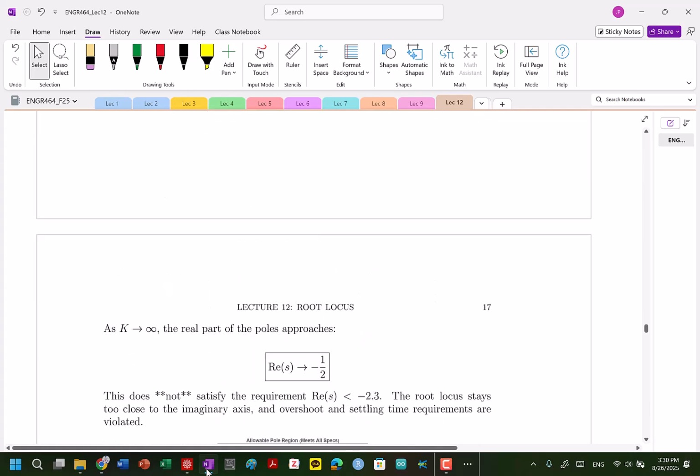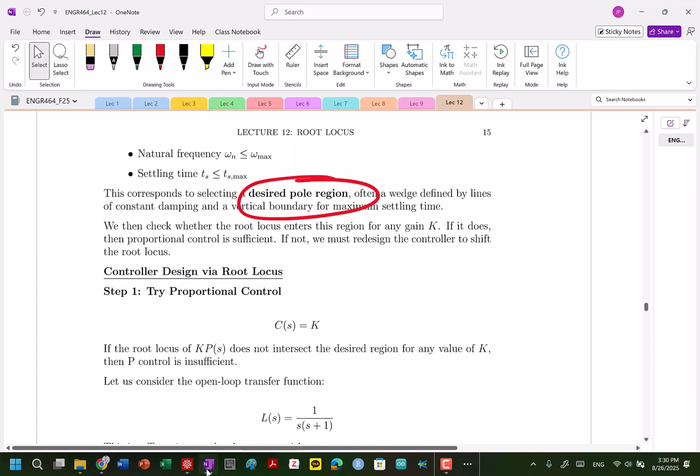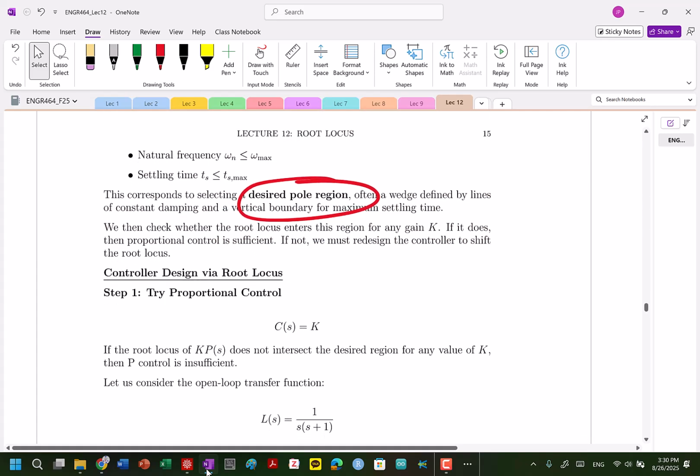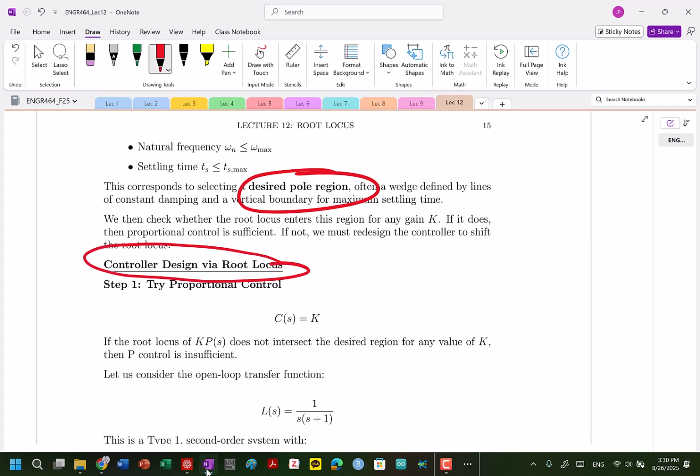So next step, we are going to do that. It's back to time domain specifications. We'll see in the next video whether we can design a controller that will put us in a desired pole location using root locus. That's a mouthful.